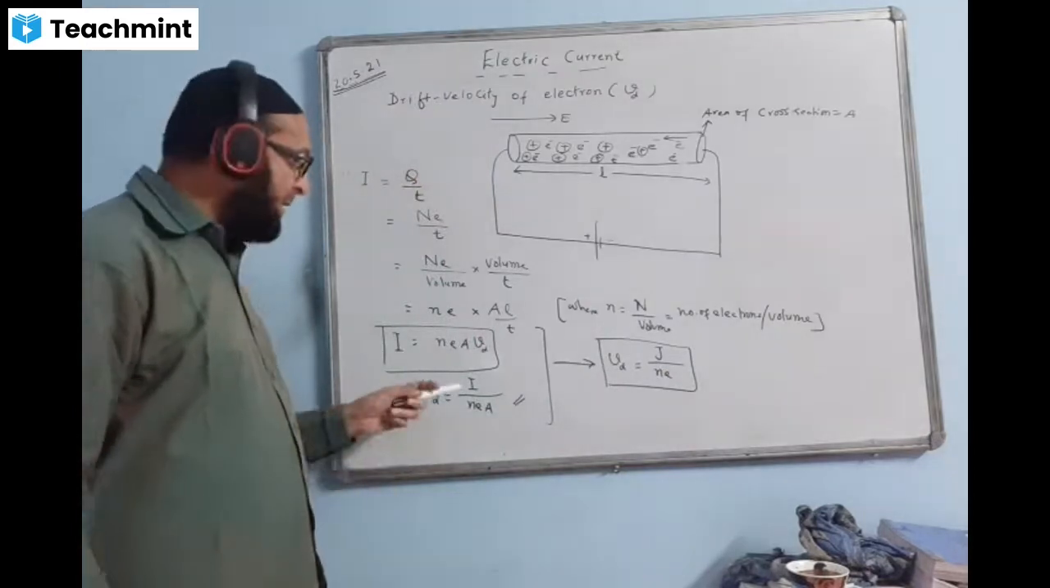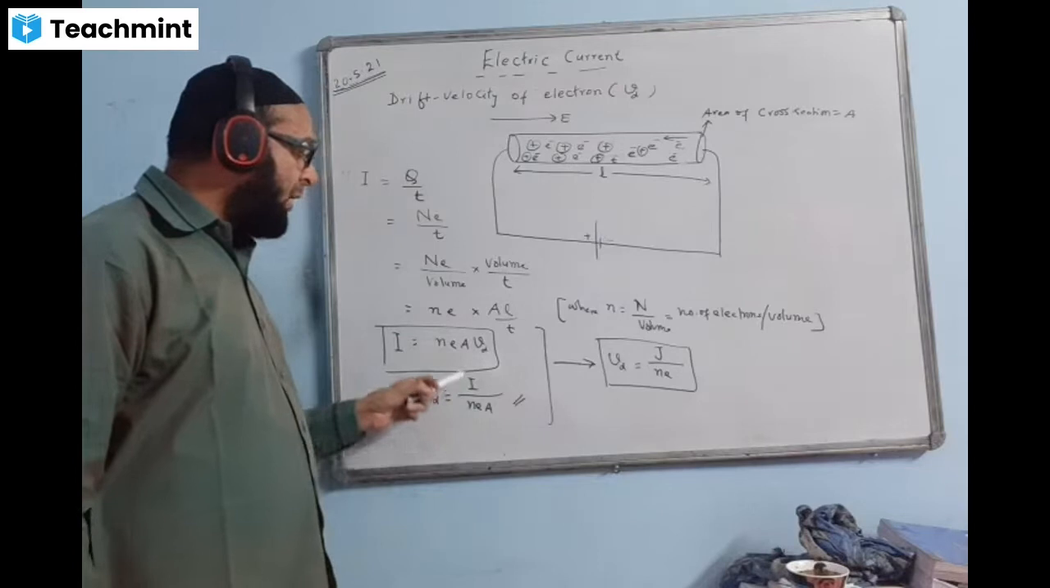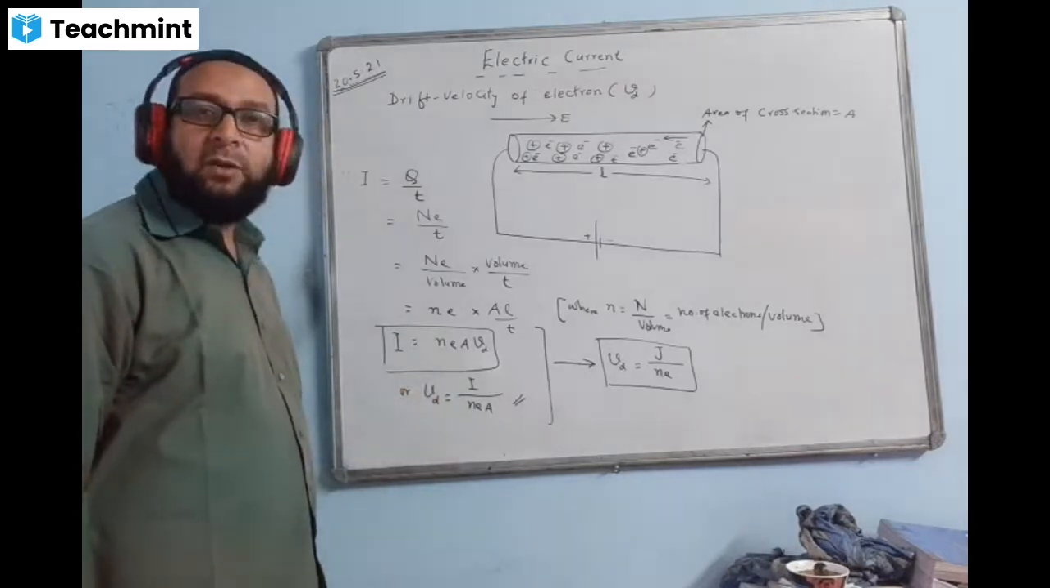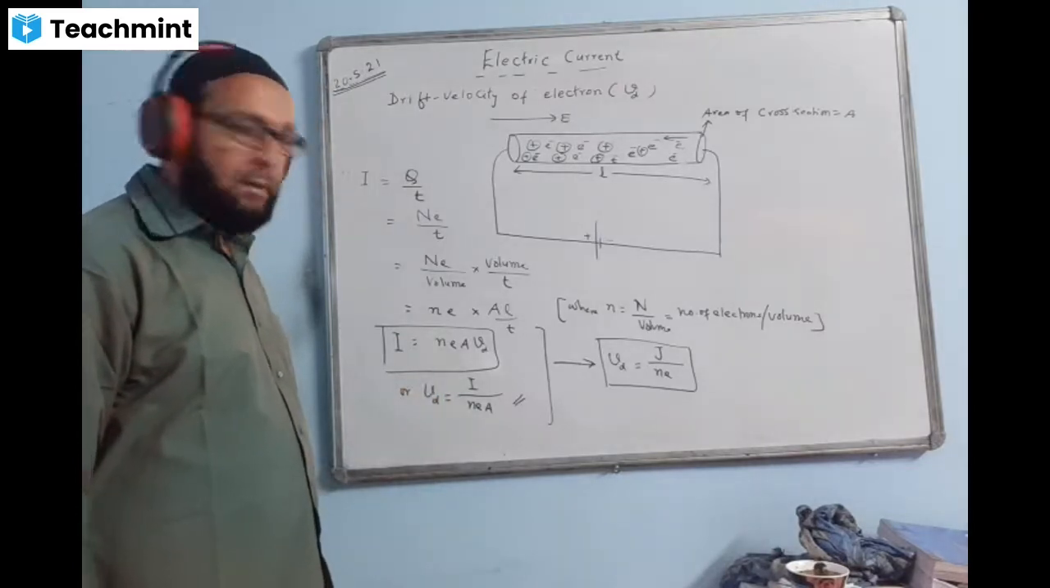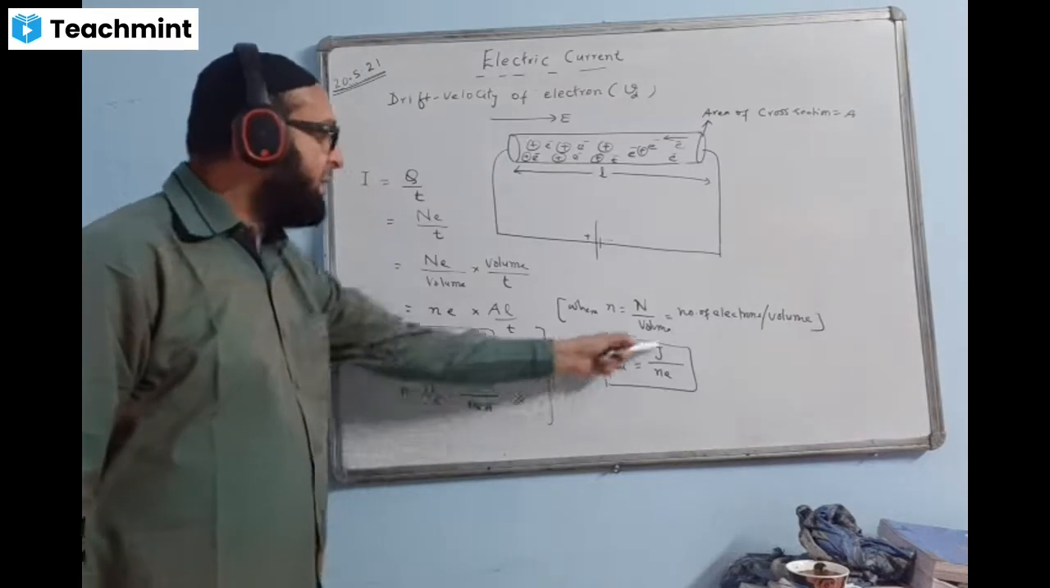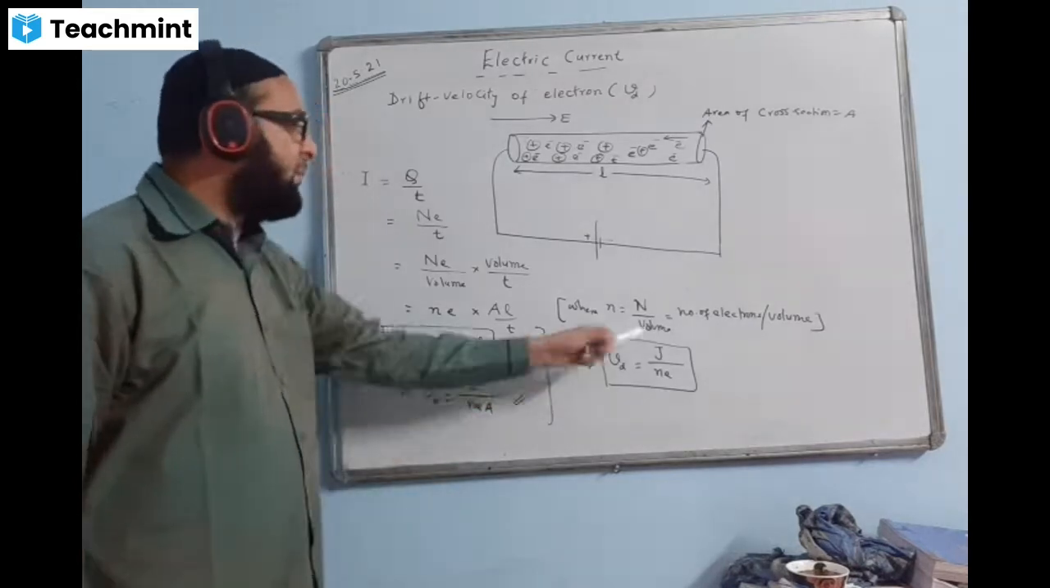Current density formula, J is equal to I upon A. Current per unit area of cross section of the conductor, per unit area. I by A, we can add J also. So it becomes Vd is equal to J upon NE.